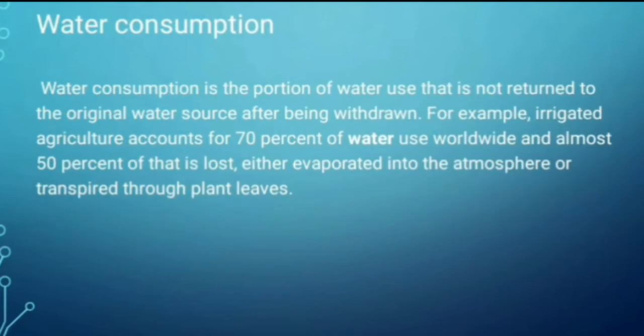The second is water consumption. Water consumption is the portion of water used that is not returned to the original water source after being withdrawn. For example, irrigated agriculture accounts for 70% of water used worldwide, and almost 50% of that is lost, either evaporated into the atmosphere or transpired through plant leaves.